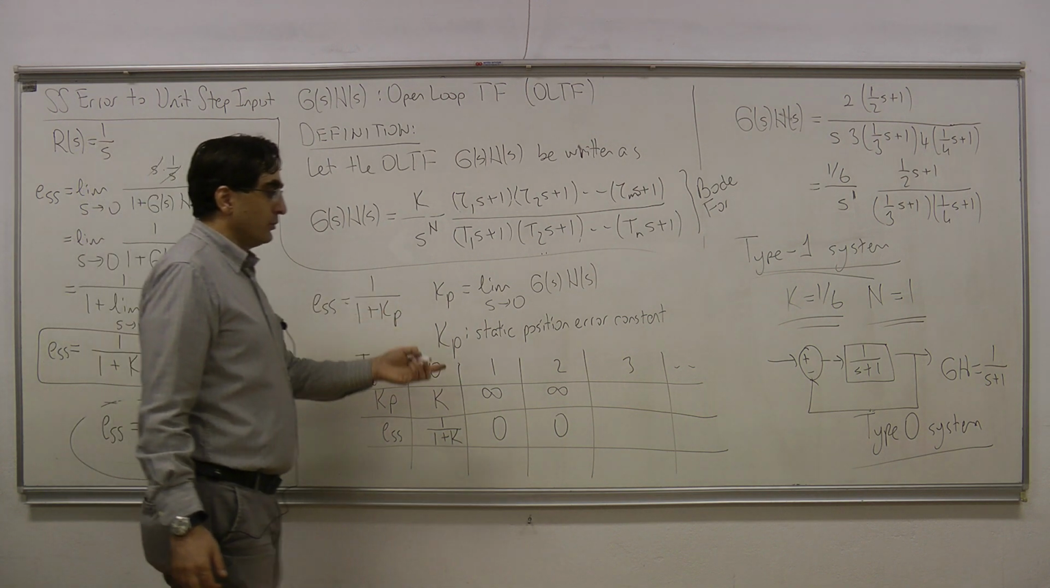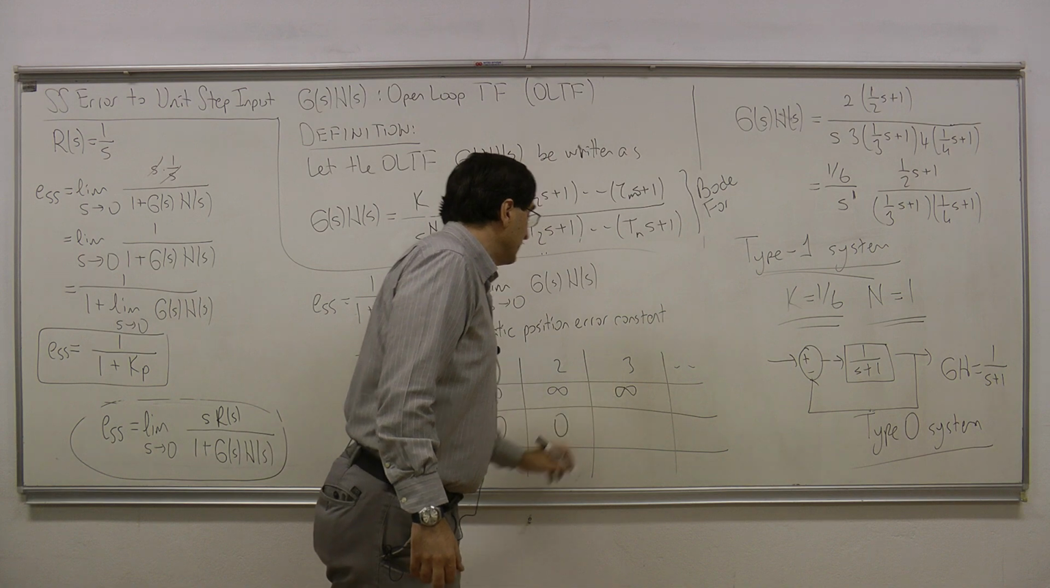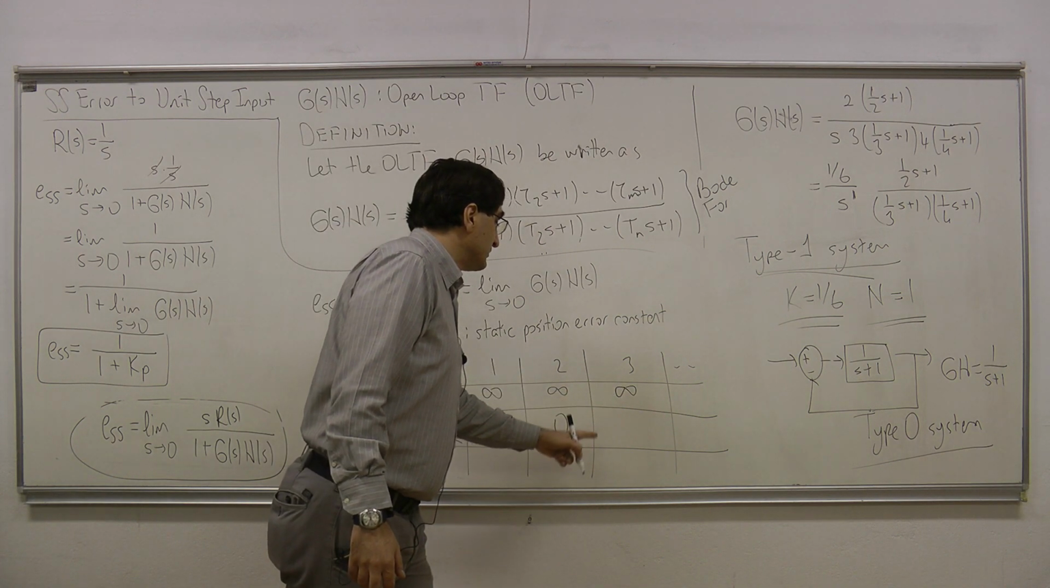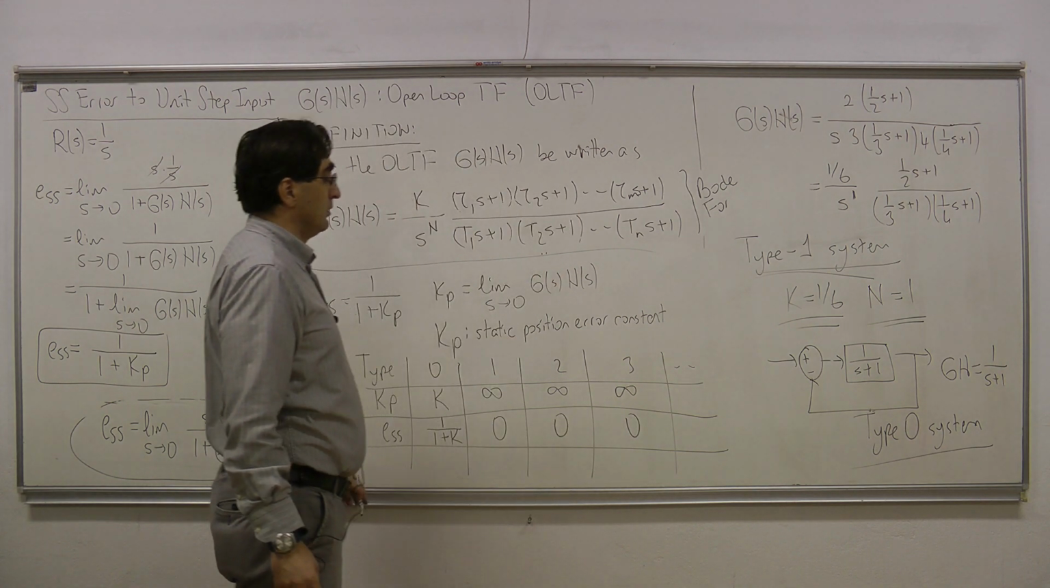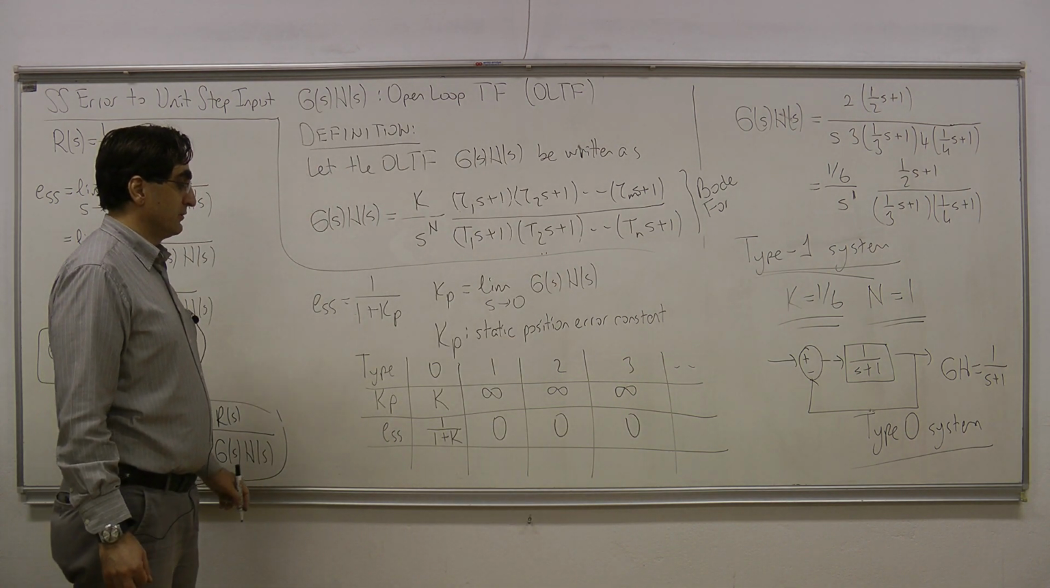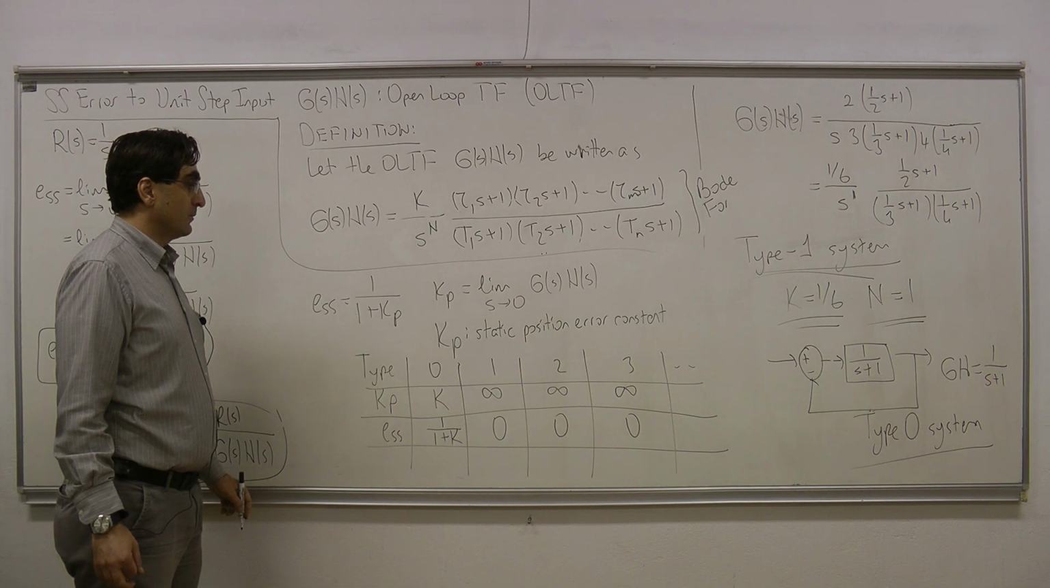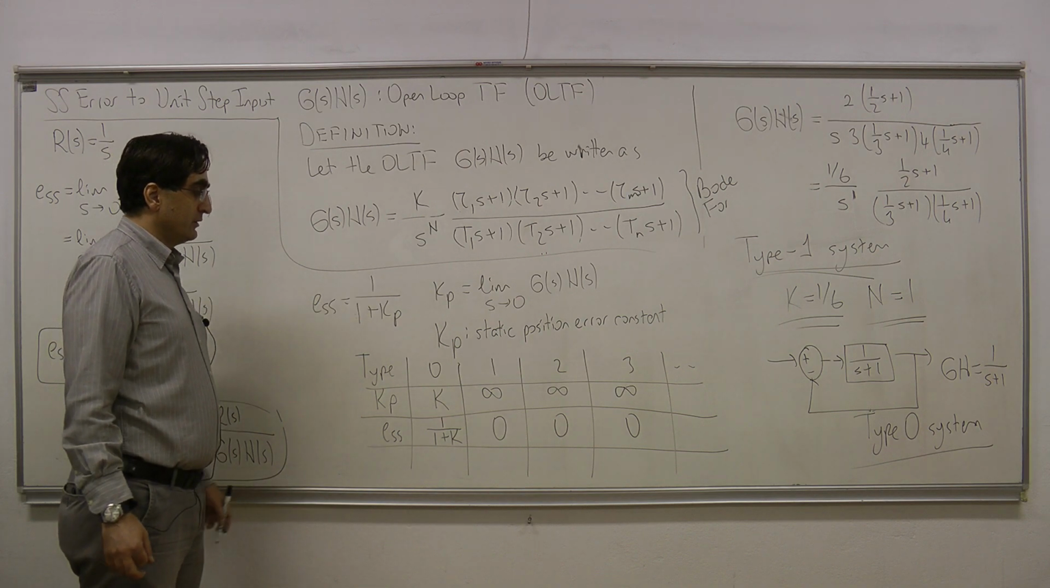So similarly, if you continue in this manner, you would see that the Kp is infinity for all these higher type systems, and I would have a 0 steady state error for such systems. Okay? And they are going to continue in this manner.